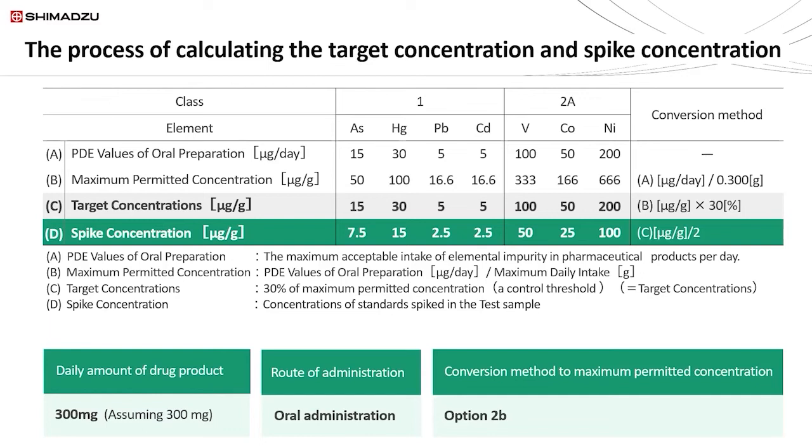And then the target concentration is 30% of that value. So it would be 15 ppm. It would be 50 times 0.3 for arsenic, 100 times 0.3 for mercury.